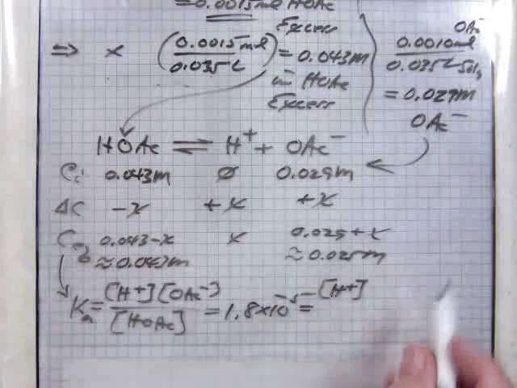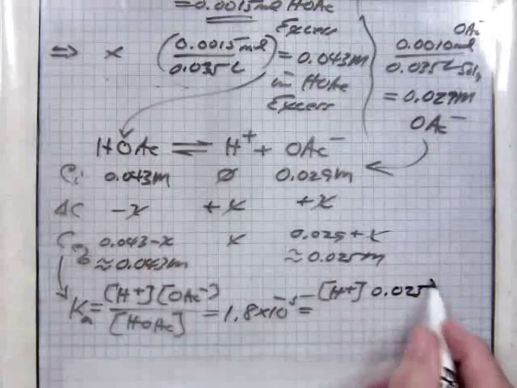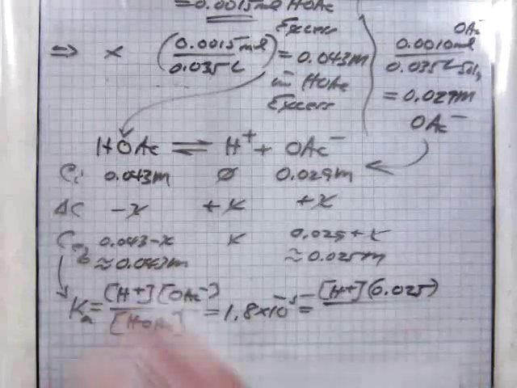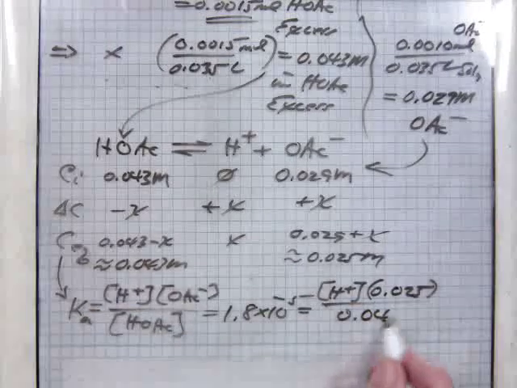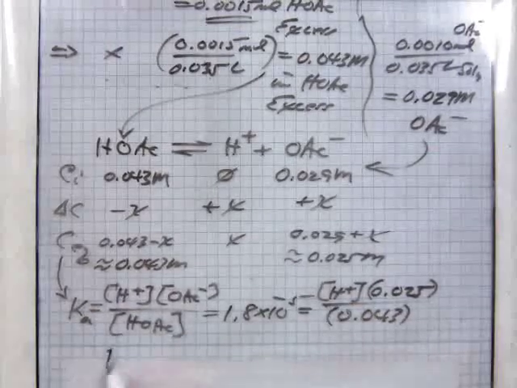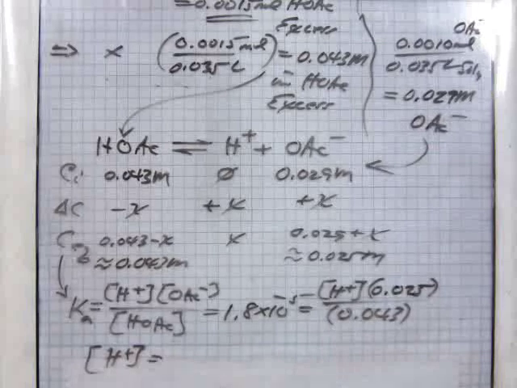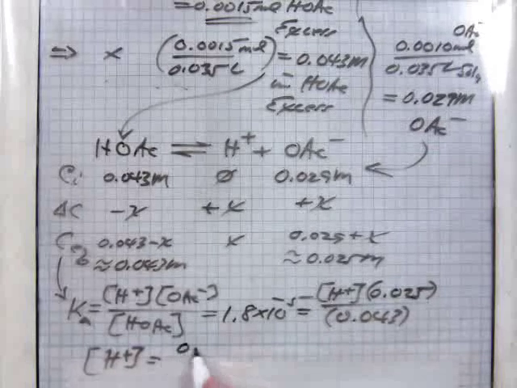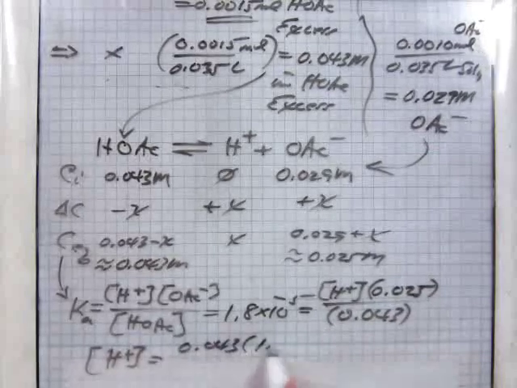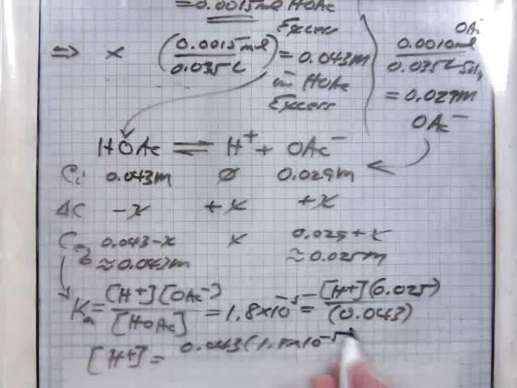And so this is 0.043 divided by the 0.029, and so your hydronium ion now is that ratio times 1.8 times 10 to the minus 5.